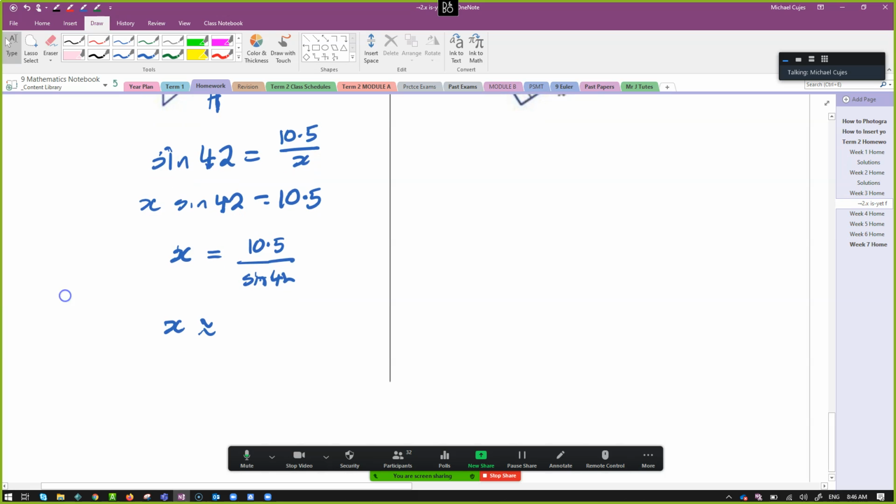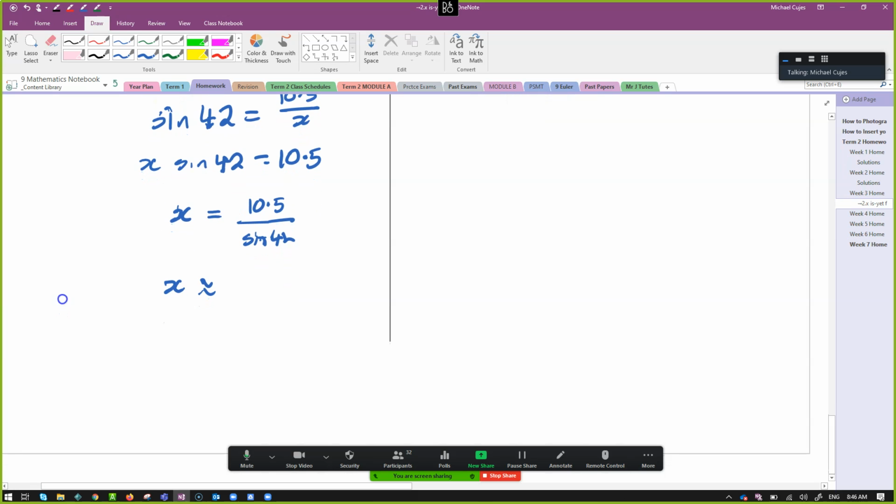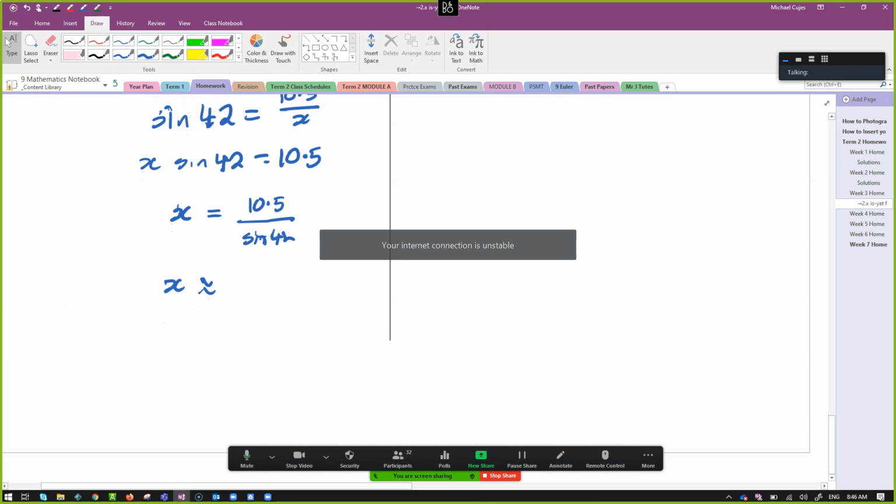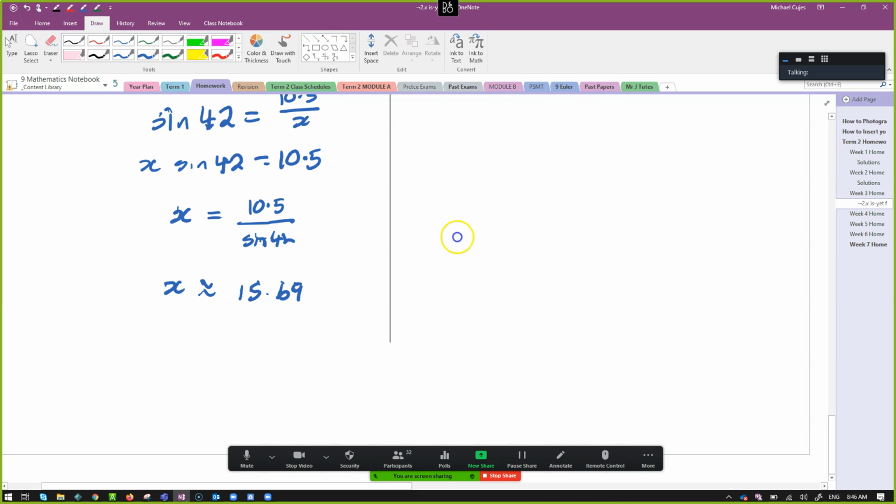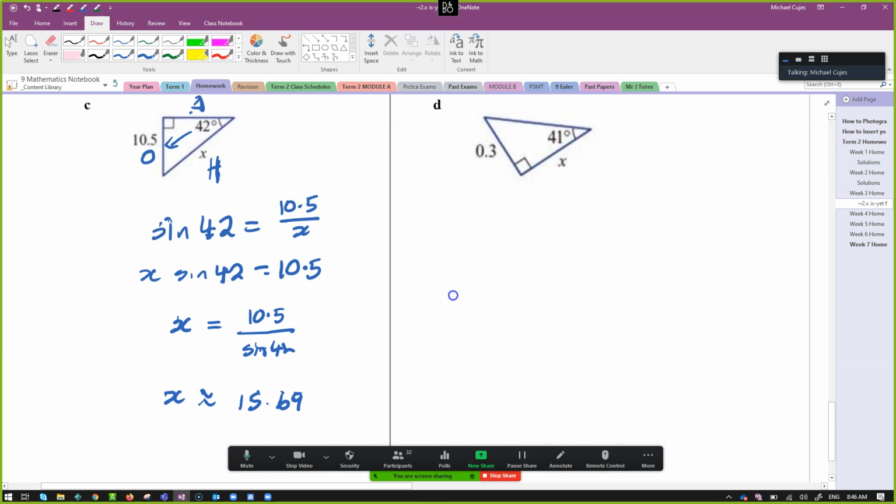X is approximately equal to, you help me out again, Robin? Sorry? 15.69. Does that seem reasonable? Yep, it's got to be more than 10.5.